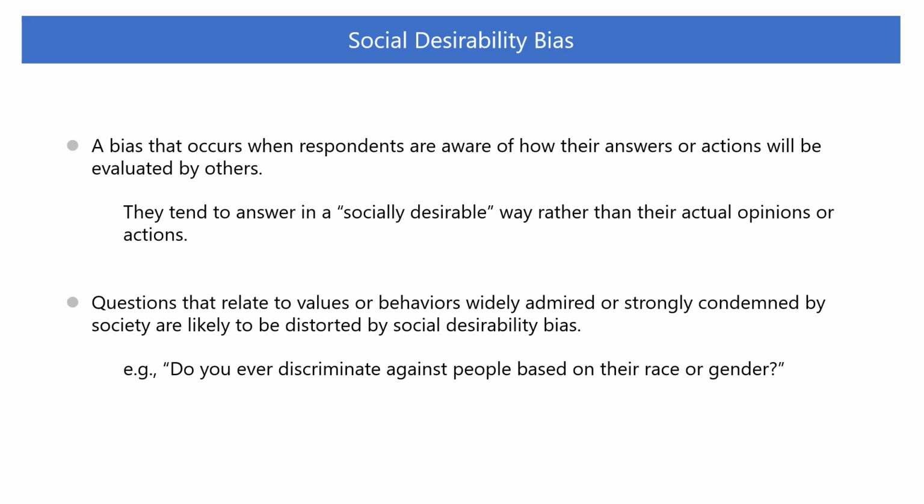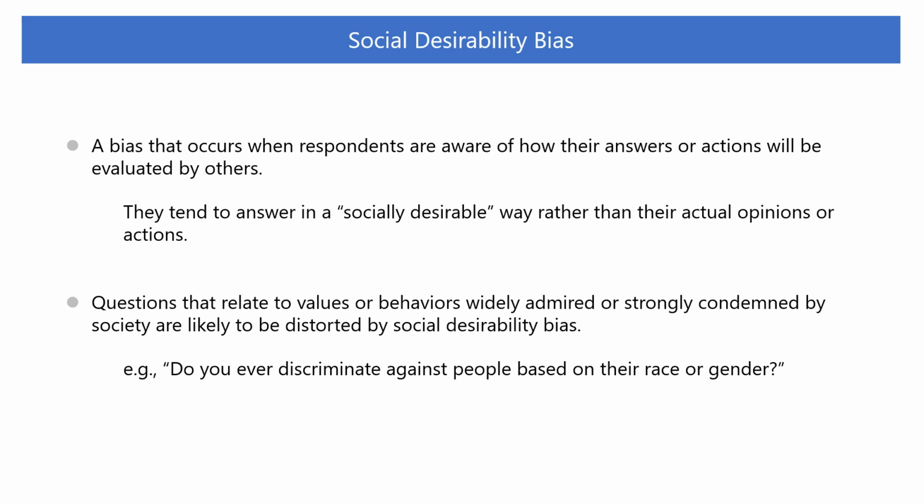Social desirability bias is a bias that occurs when respondents are aware of how their answers or actions will be evaluated by others when taking part in surveys or data collection. So, they tend to answer in a socially desirable way rather than giving their actual opinions or actions. Because respondents are concerned about how they will be evaluated by others and about social expectations, they will skew their answers in a more socially acceptable way to be seen more favorably or avoid being criticized.